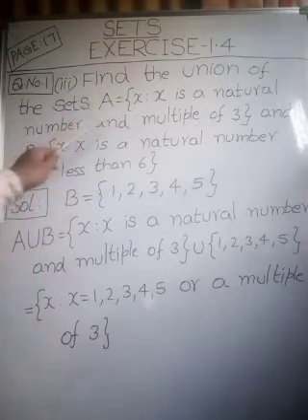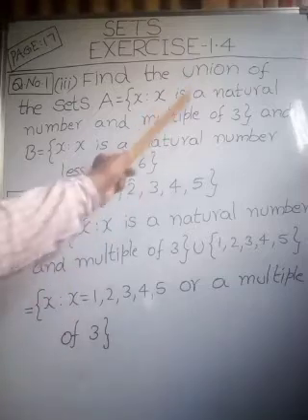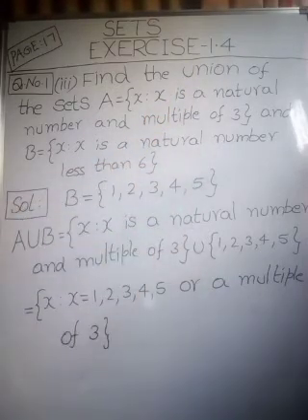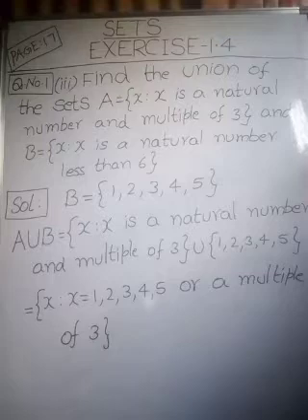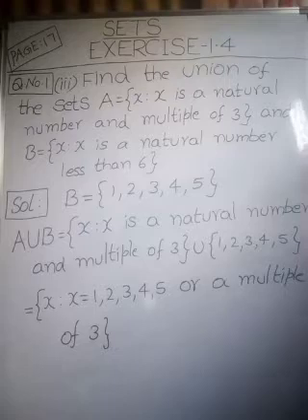So here the first set is an infinite set, because of multiples of 3. There are infinitely many multiples in the natural numbers: 3, 6, 9, 12, 15, 18, 21 and so on. Infinitely many multiples of 3.